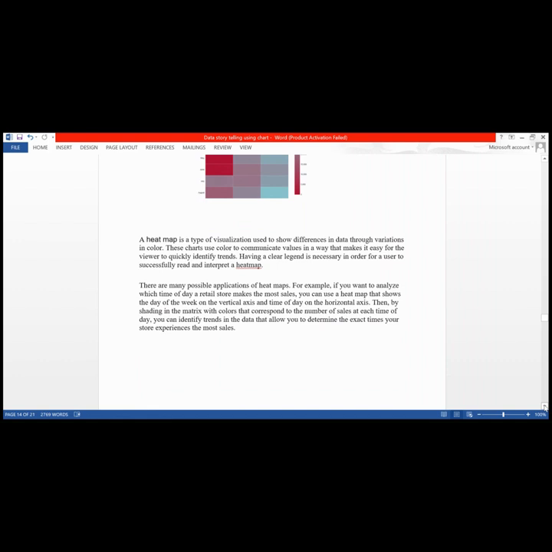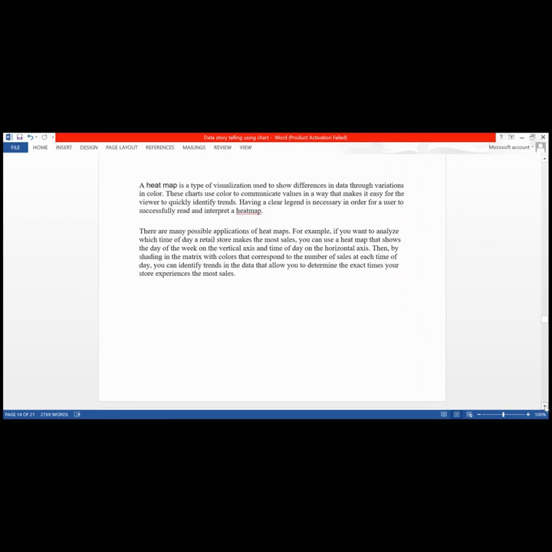For example, if you want to analyze which time of day a retail store makes the most sales, you can use a heat map that shows the day of the week on the vertical axis and time of day on the horizontal axis. Then, by shading in the matrix with colors that correspond to the number of sales at each time of day, you can identify trends in the data that allow you to determine the exact times your store experiences the most sales. This is a good example.